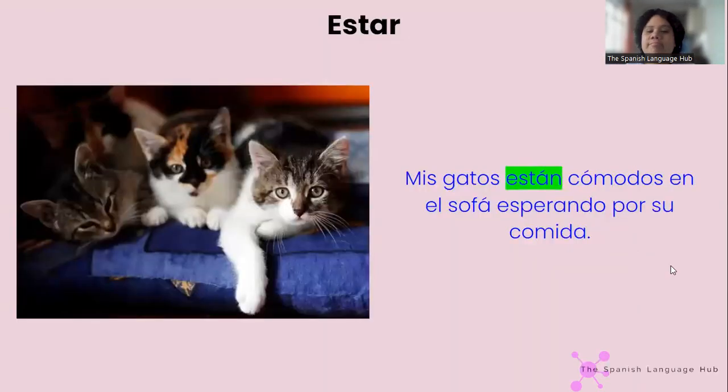So I'm describing them and talking about their characteristics. And here I'm just saying what they're doing and where they are and how they're feeling. Mis gatos están cómodos en el sofá esperando por su comida. So again, how they're feeling, están cómodos, they're comfortable. Where they are, at the sofa, están en el sofá. And they are waiting for the food. So that's what they are doing. Estar, again, we describe what they're doing, how they're feeling, and where they are. Right?